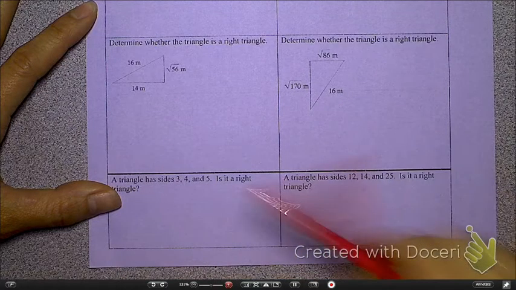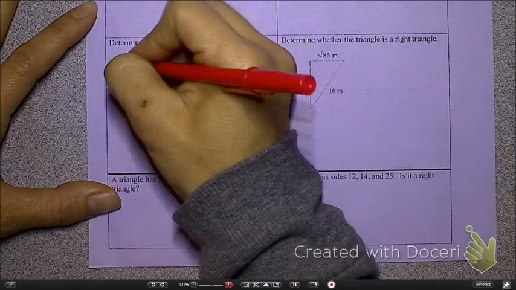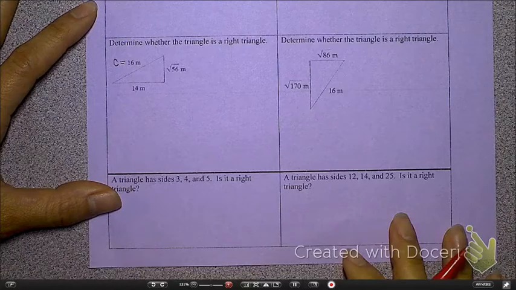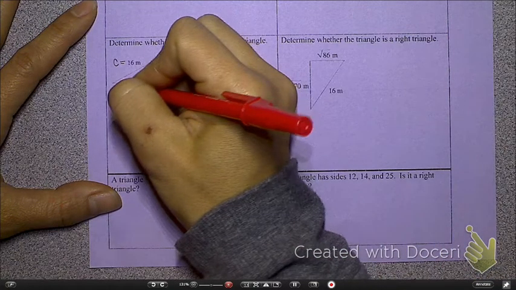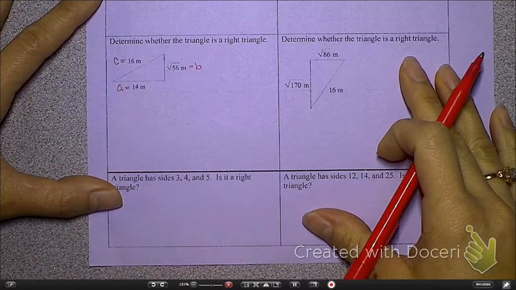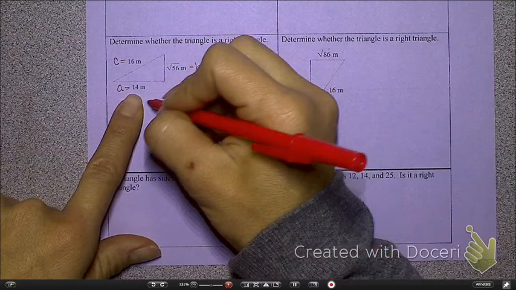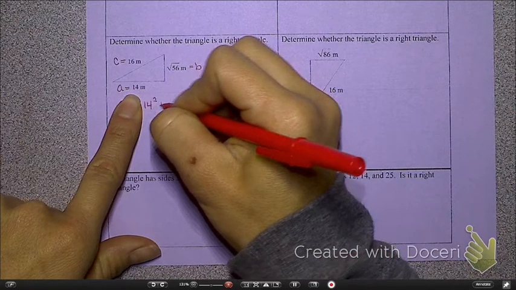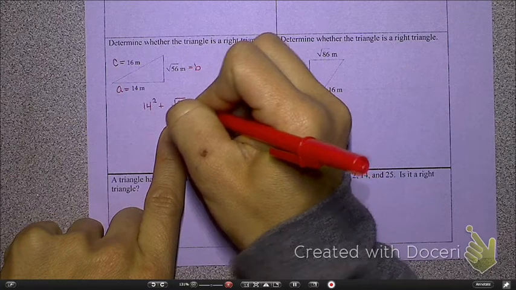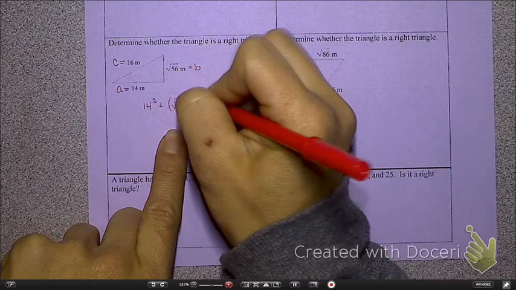Okay, so which one of these would be the hypotenuse if this were a right triangle? 16. Okay. All right, then which one do you want to call A and B? 14 is a. Yeah. Okay, and this one b. Yeah. Okay, so let's plug these things into a squared plus b squared equals c squared. So a squared plus b squared. Now you're going to take this whole thing, I know it's kind of a weird number, square root of 56, and you're going to put parentheses around it and square it.